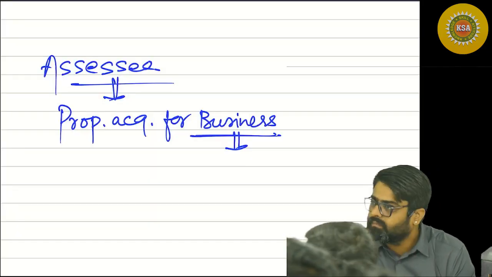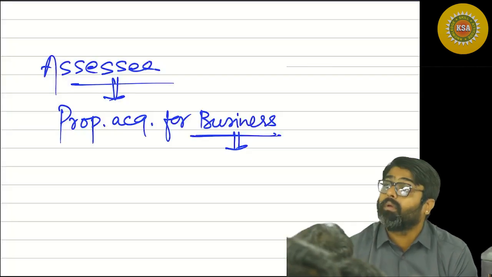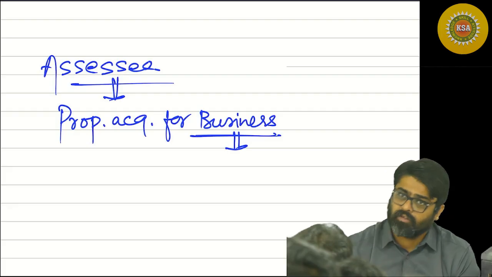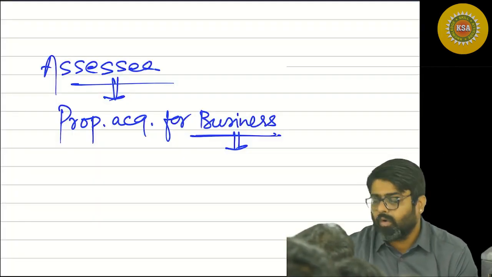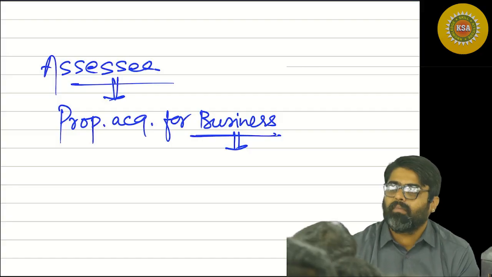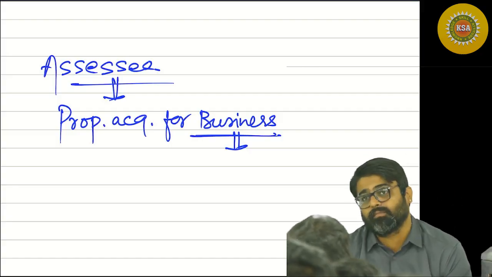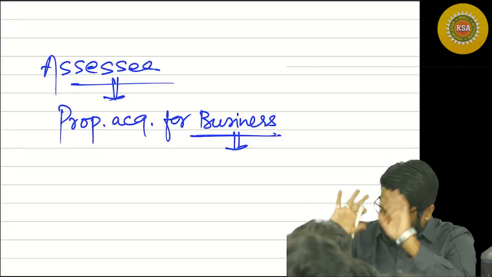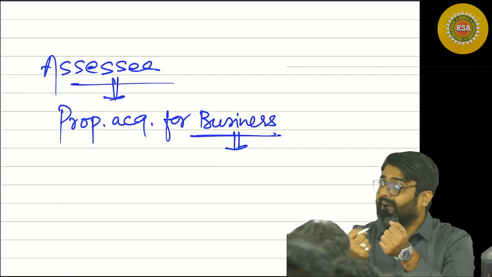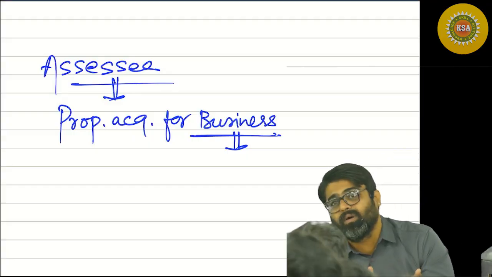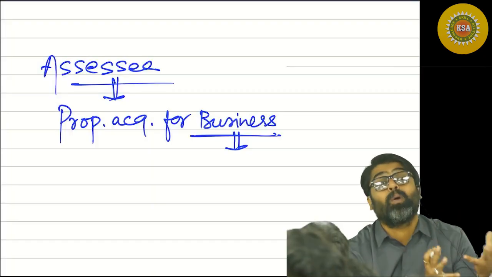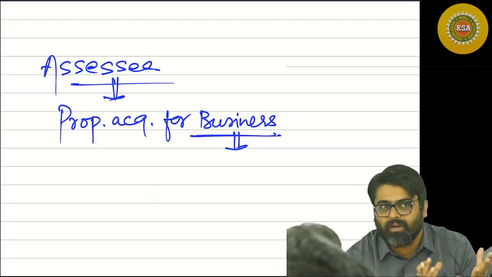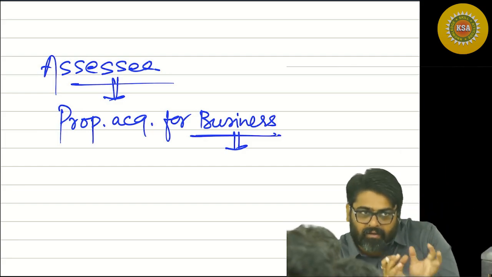No. The assessee's business is not to buy and sell properties. The assessee is in some other business. What is the business of the assessee? For example, manufacturing these fans. So I am in the business of manufacturing. To manufacture these fans, I need a factory. So I constructed a factory, I bought a factory, I bought a property. Getting my point? So now can I say that this is a property which I have acquired for my business?